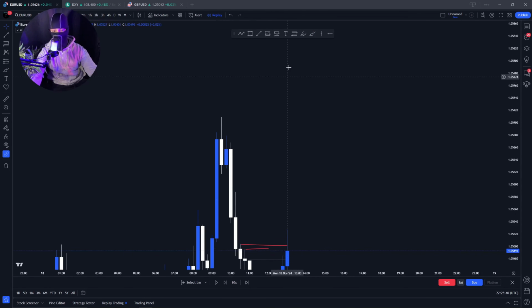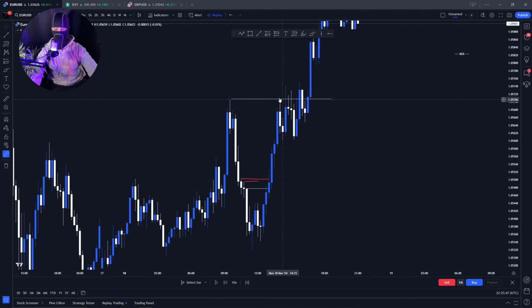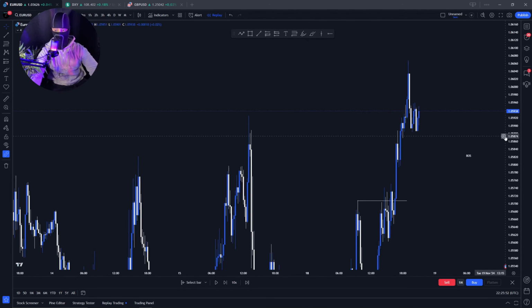I want to see price break above this high to confirm to me that price has broken structure towards the upside. And you can see, once we get that breaker structure, this is confirmed. Now we want to go higher. What happens? Price continues to go higher. I guess I'll spin it for this video.